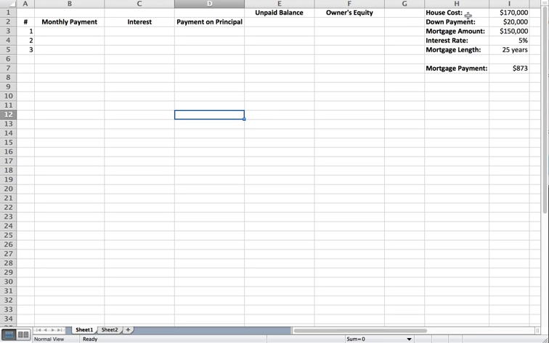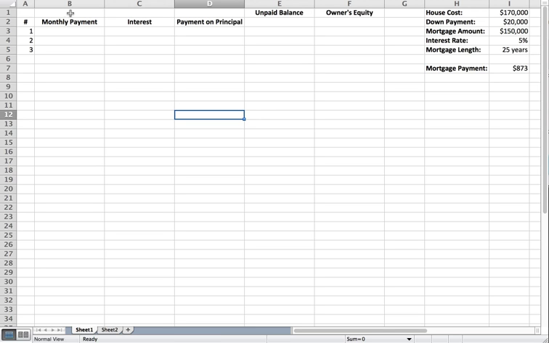So we've got a house that costs $170,000. A down payment was made, which is $20,000, and so that means the amount that was borrowed, the mortgage amount, is $150,000. The interest rate is 5%, and the mortgage length is 25 years. From lesson 1, you should be able to calculate that the mortgage payment for this house is $873.